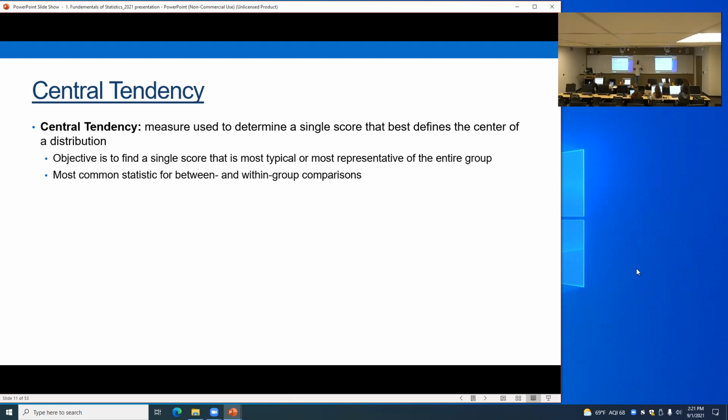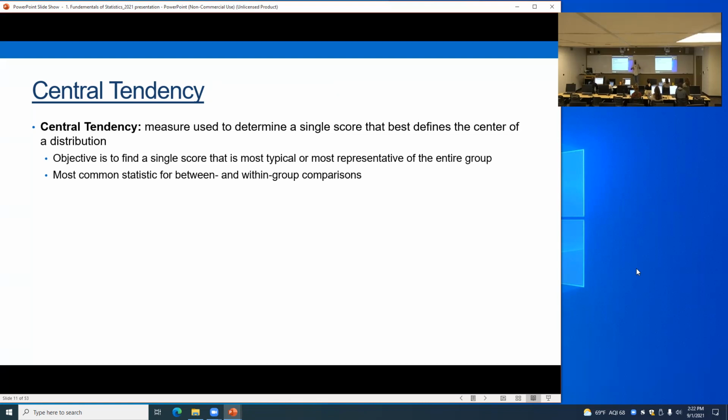Central tendency, pretty standard concept. It's just trying to find some score, some metric that best captures the middle part of a distribution, okay? What we're actually trying to do is find the single score that's most typical or representative, right? When we're grabbing means, medians, and so on, we're saying this is the thing that best captures, in general, or most commonly, what's going on within this distribution, okay? And this is super, super important. We're going to be working on central tendency this whole semester.